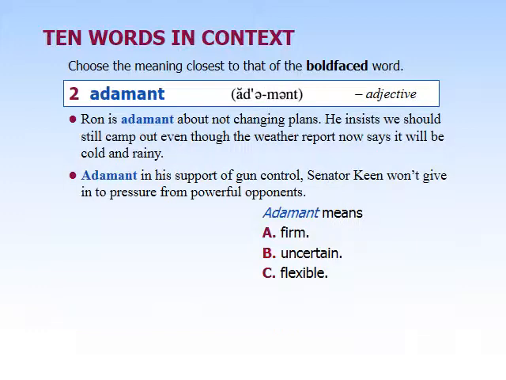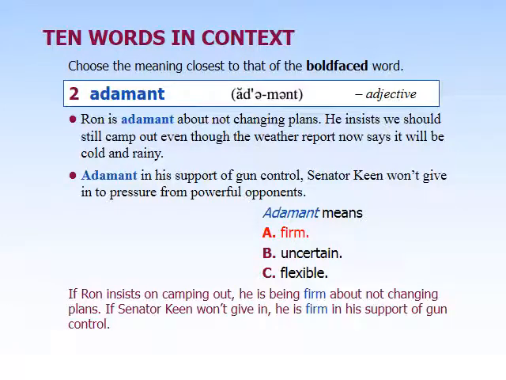Okay. Moving on to the next one. This one is adamant, and this one's an adjective. Ron is adamant about not changing plans. He insists we should still camp out even though the weather report now says it will be cold and rainy. Adamant in his support of gun control, Senator Keene won't give in to pressure from powerful opponents. So adamant means firm. On page number 9, it's number 1, not giving in, stubborn.